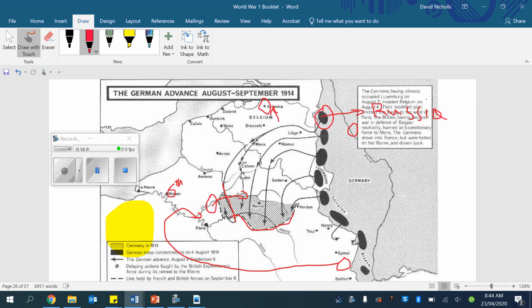All right. Now, the French and British are pulled back here. They've decided enough is enough. We're going to stand and fight, and so they do. And so they fight here, and they're able to push the Germans back to this area here, to the River Aisne, which is a significant distance away from where they got.